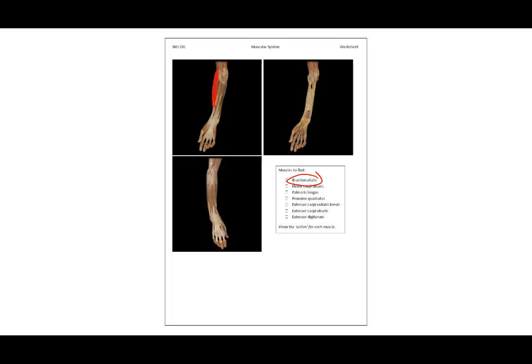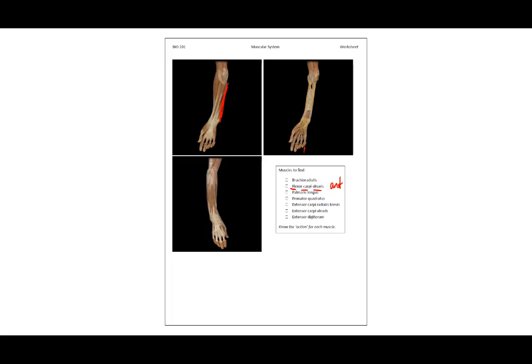It's sort of the main one that we can feel on our lateral forearm. Then when we say flexor carpi ulnaris, now we know it's ulnaris, so it's going to be on the pinky side. It's a flexor, so it's going to be on the anterior side. So it would be this one over here.